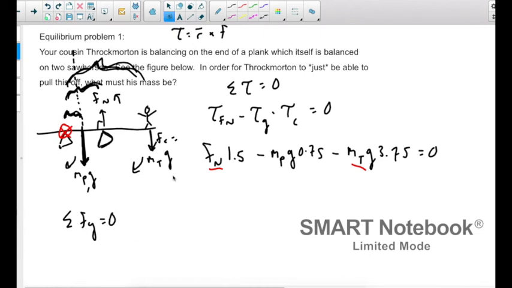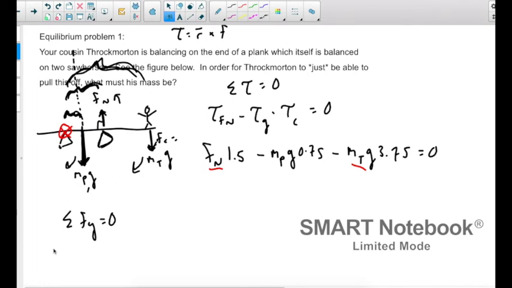The sum of the forces in the y direction equals 0. And the sum of the forces in the y direction, this is much simpler. I have gravity on the plank going down. I have Throckmorton's contact force going down. And I have the normal force here going up.